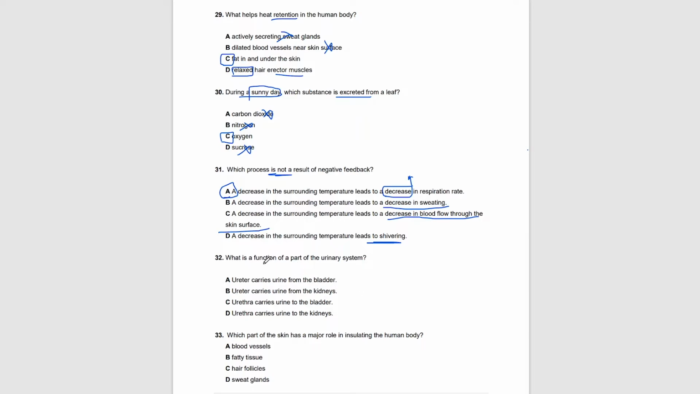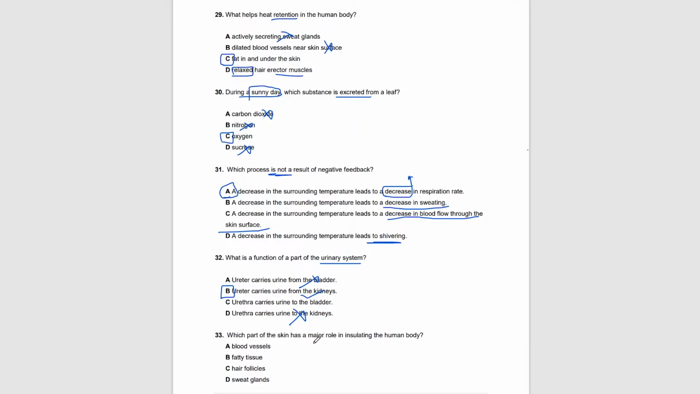Moving on to question 32. What is a function of a part of a urinary system? A. Ureter carries urine from the bladder. B. Ureter carries urine to the bladder from the kidneys. Yes, it does carry urine from the kidneys to the bladder. Urethra carries urine to the bladder. It carries urine from the bladder out of the body. Urethra carries urine to the kidneys. No. So it's B.